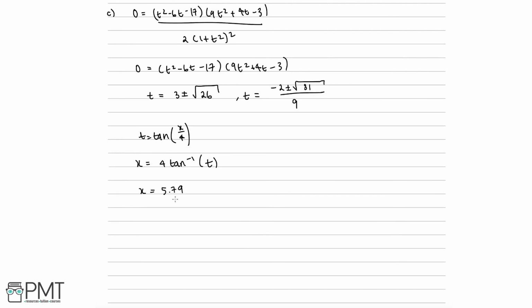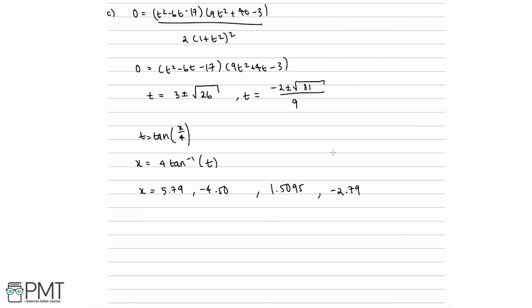5.79, which is what you get when you substitute t is equal to 3 plus root 26, minus 4.50, which is what you're going to get if you substitute t is equal to 3 minus root 26, 1.5095, which is what you're going to get when t is equal to minus 2 plus root 31 all over 9, and minus 2.79, which is what you're going to get when t is equal to minus 2 minus root 31 over 9.